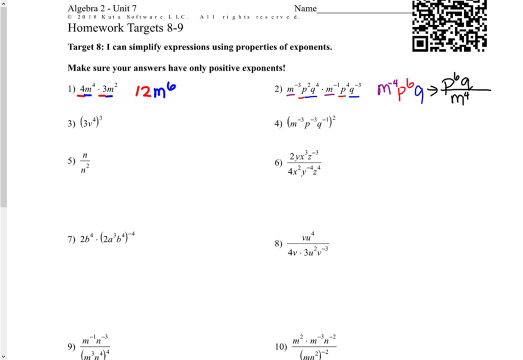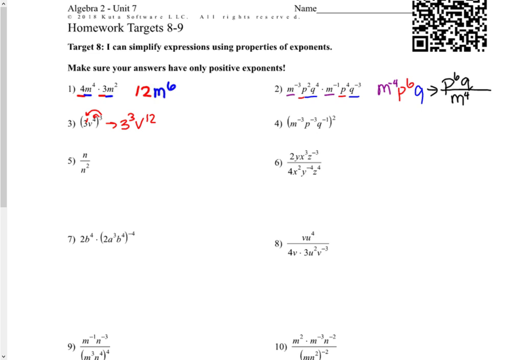On number 3, we have a power to a power. So since there is only multiplication inside of that parentheses, I can distribute my power to everything inside. When we distribute the power, we always multiply the exponents. I know that 3 has an exponent of 1 on it, so that becomes 3 to the third. Multiply 4 times 3, and I get v to the 12th.